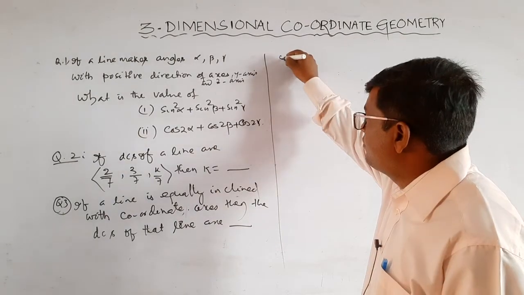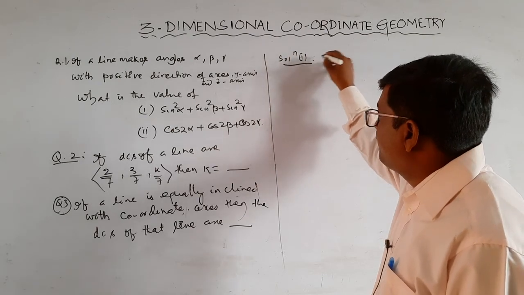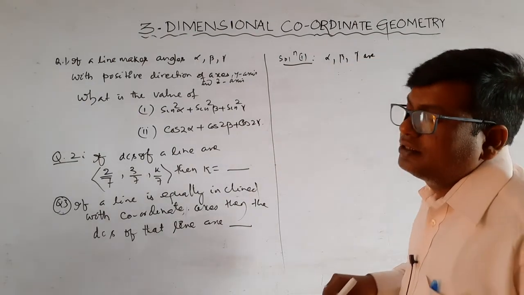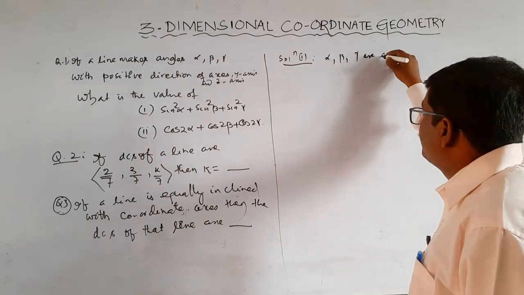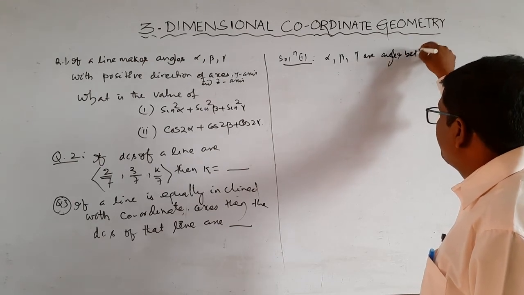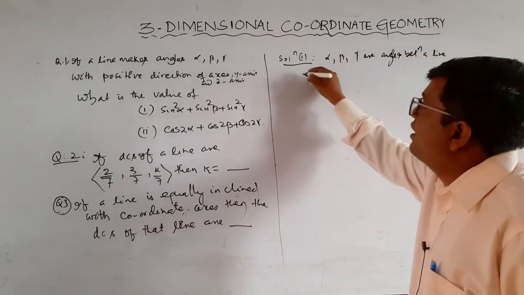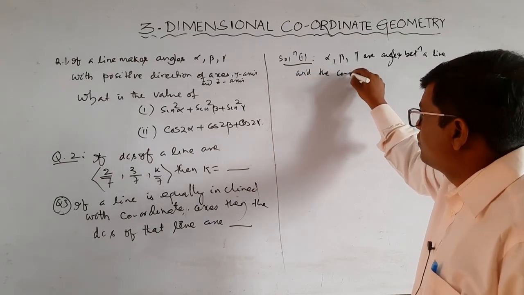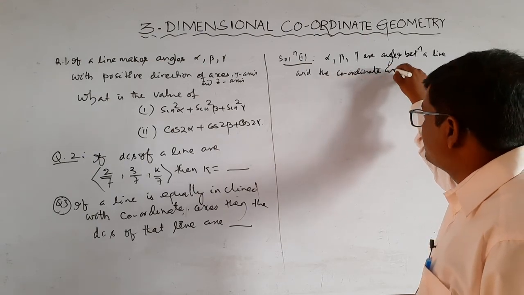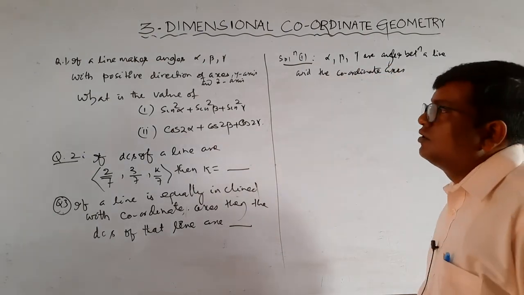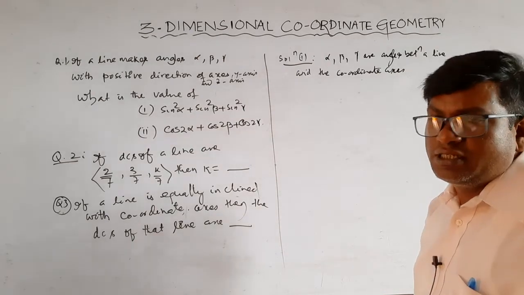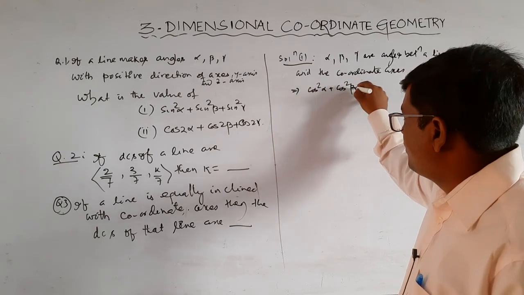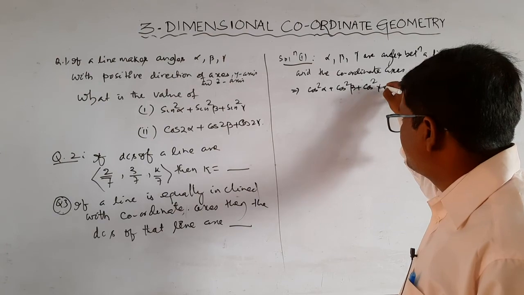Solution of question number 1: alpha, beta, gamma are the direction angles, that is, the angles between a line and the coordinate axes. So since cos alpha, cos beta, cos gamma are the direction cosines, cos square alpha plus cos square beta plus cos square gamma is equal to 1.